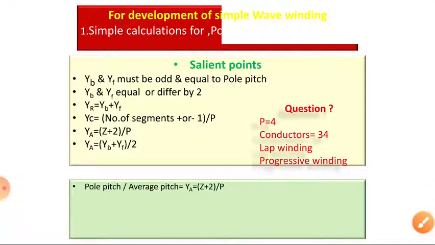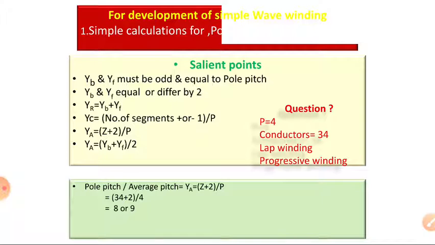Now the pole pitch, or average pitch, is equal to (Z plus 2) by P. Here Z is given: the total number of conductors is 34, plus 2 gives 36, divided by 4. So we get 9 as the pole pitch; 34 plus 2 minus 2 gives 8 or 9. So we get the pole pitch or average pitch.